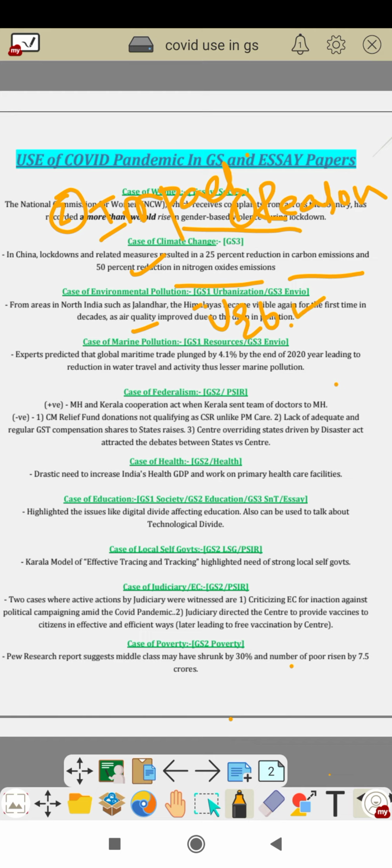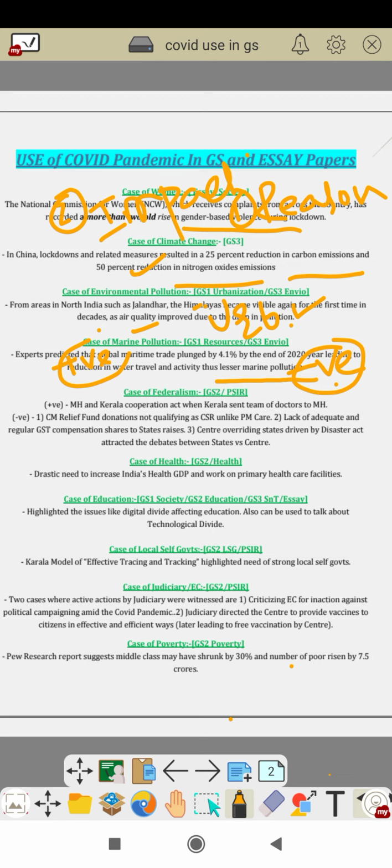Okay. So next comes the marine pollution aspect. Here there are two aspects. One is positive and the second is negative. The positive aspect is that the COVID pandemic has led to lesser marine pollution due to less trade. On the other hand, the negative aspect is that the COVID pandemic has led to a decrease in global trade. So you can use this as per the demand of the question.